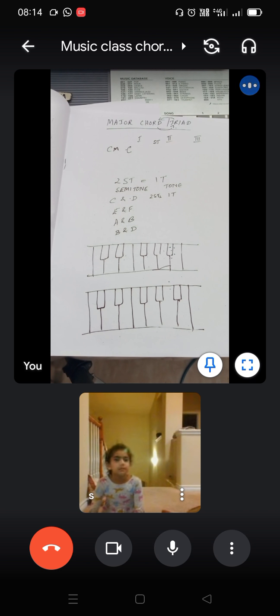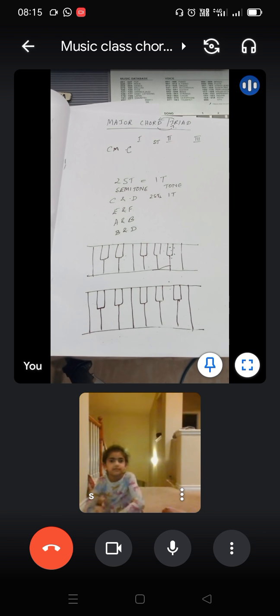I have a question. Yeah, tell me, Meghna. Is a major note also like the major C note? Major what? Major C? I didn't get you. Is major C also a major note? No, it is like a C.